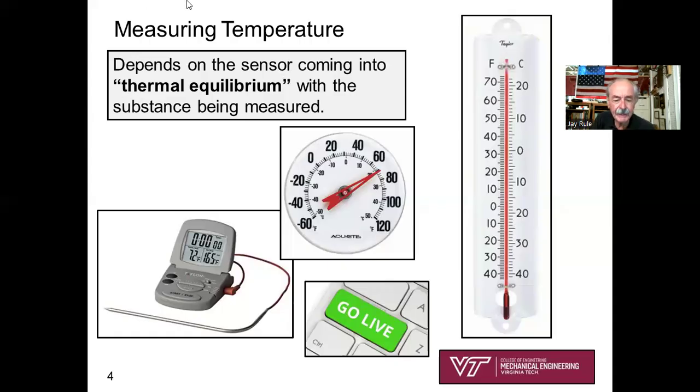And so let's see, I see that it says go live, so I'm going to quit sharing and go back live. And so you clearly see that the temperature indicator is not moving. It's not going anywhere. It just says, look, we're at 76 degrees F here in the room. The reason is that this bulb full of red alcohol is in thermal equilibrium with the room. So that's why things aren't going anywhere.